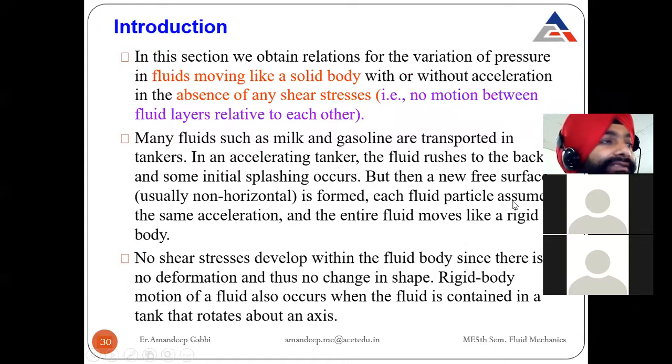Right? Each fluid particle assumes the same acceleration and the entire fluid moves like a rigid body. After some time, when it has attained some constant speed, the liquid will follow a constant contour. No shear stress develops within the fluid body since there is no deformation, thus no change in force. Rigid body motion of fluid also occurs when the fluid is contained in a tank that rotates about an axis. When it is moving, there is no shear stress. Like fluid keeps on moving, sliding one over the other when a fluid is moving. But in this case, there will be no shear stress. No movement of fluid layers one above the other. It will form a rigid body that is moving.